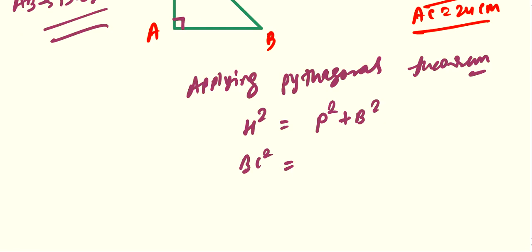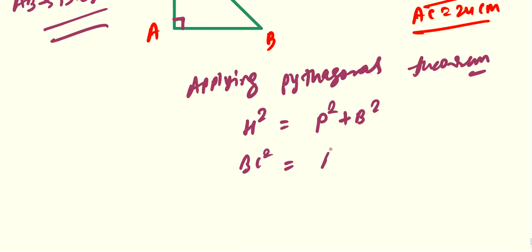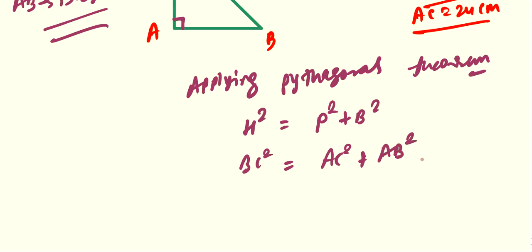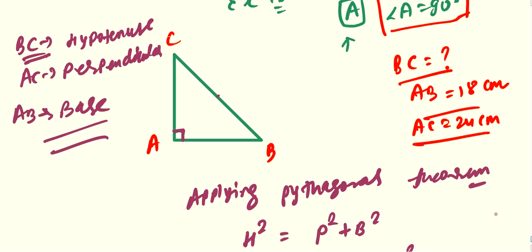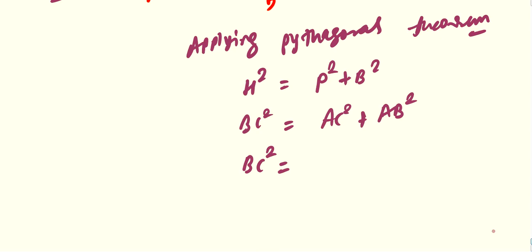Then perpendicular is AC, so you will write AC square plus base is AB, so you will write as AB square. Now values are given to you, AB and AC. So AB is 18, so BC you have to find, so you will write as it is BC square. Now AC square plus AB square, so value of AC is 24, so you will write as 24 square, then plus value of AB which is 18, so 18 square.